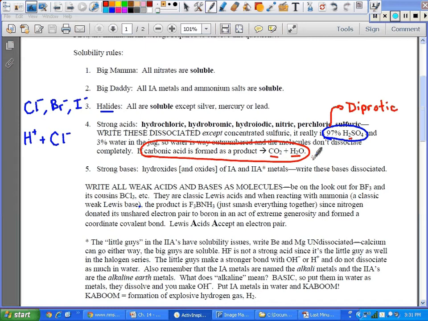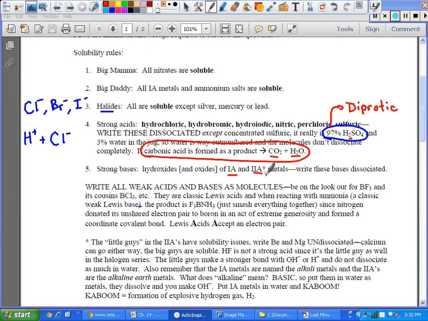Strong bases. Write these bases as dissociated. So strong bases are hydroxides of group 1 and group 2. Now there's a little star. Where's the star coming at? I don't see it. Anybody see it anywhere? There it is. The little guys, okay? What's wrong? Is it if carbonic acid is formed as a product, it's that, or is it different on yours?